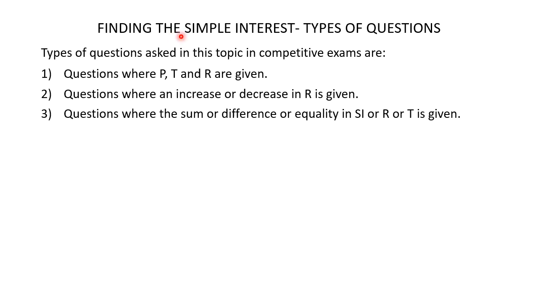Finding the simple interest. The types of questions that are asked on this topic in competitive exams are: Type 1 is questions where principal, time and rate of interest are given. Type 2 is questions where an increase or decrease in rate of interest is given. Type 3 is questions where the sum or difference or equality in simple interest or rate or time is given. Let's solve a few problems on each of these types.